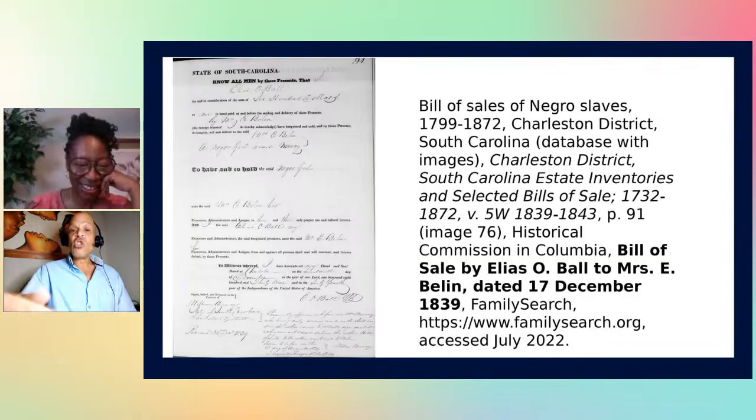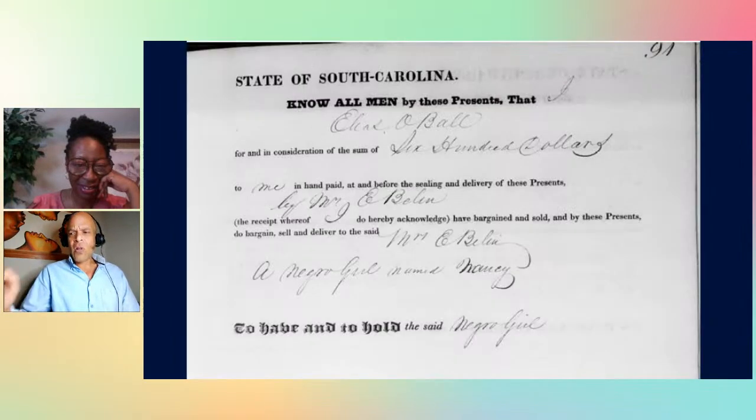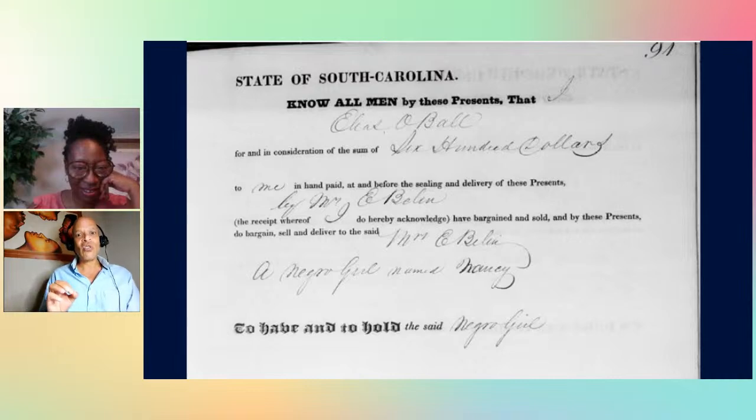Doing this, I found Nancy all the way back in a really old deed of sale. She was a nine-year-old girl. And she was sold by Elias Octavius Ball of Charleston, and she was sold to the Bellin family.